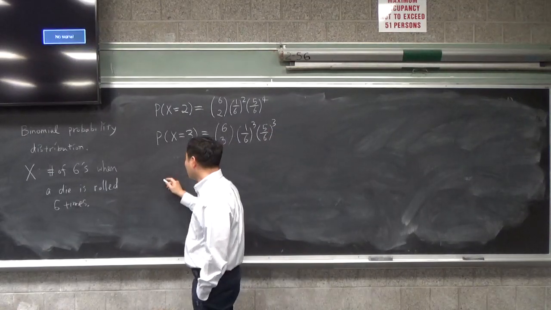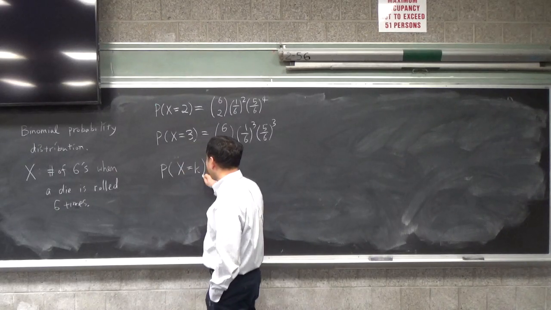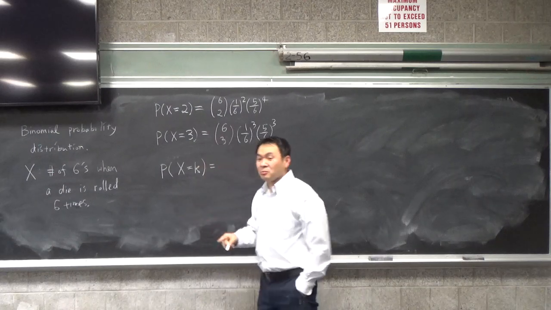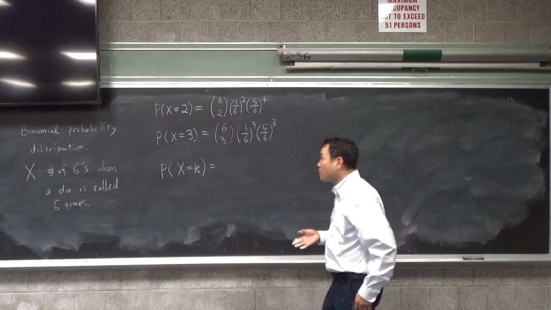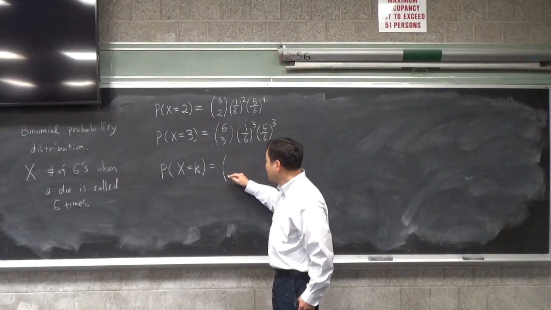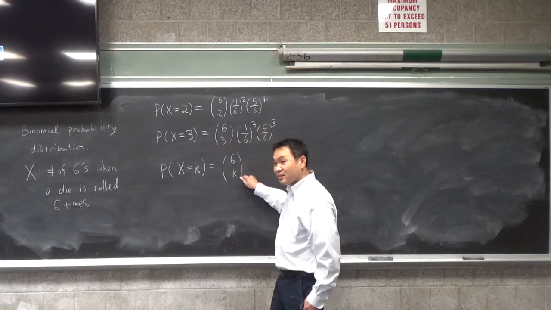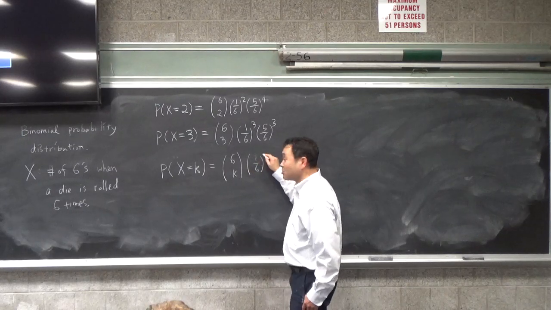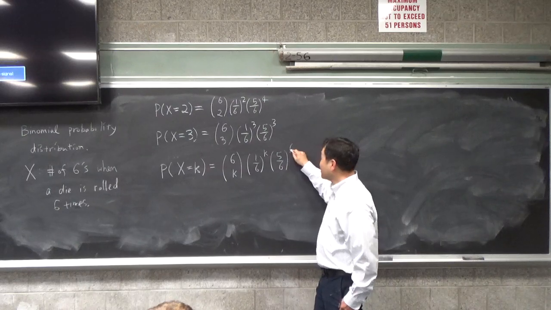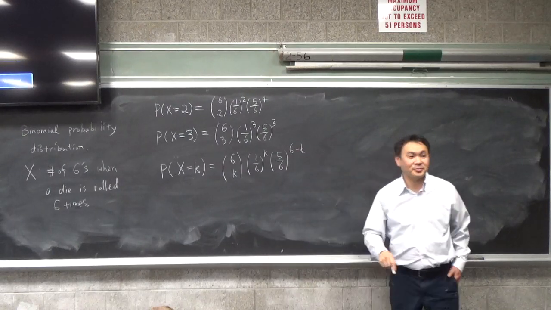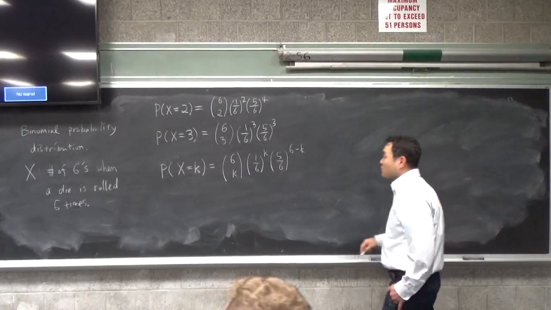So here's what we found out. The probability of x equals k, where k could be 0, 1, 2, 3, 4, 5, or 6. Other numbers are impossible, right? It is obtained by 6 choose k, 1/6 to the k, 5/6 to the 6 minus k. Okay. That's called the binomial distribution.